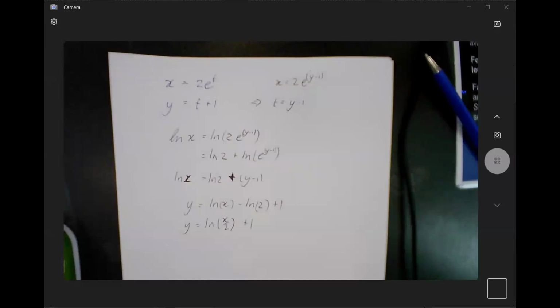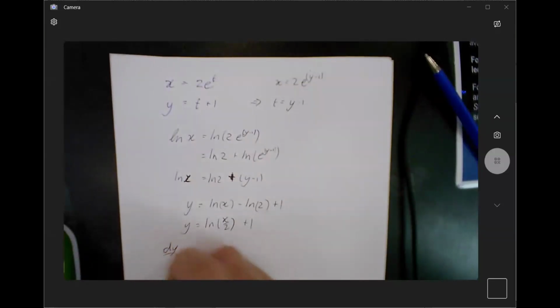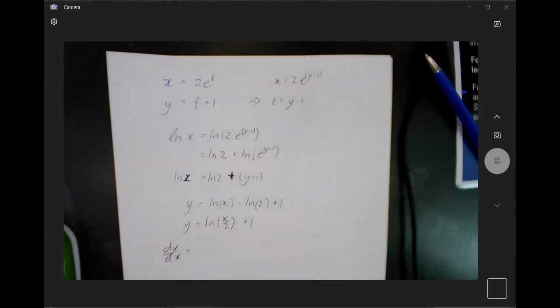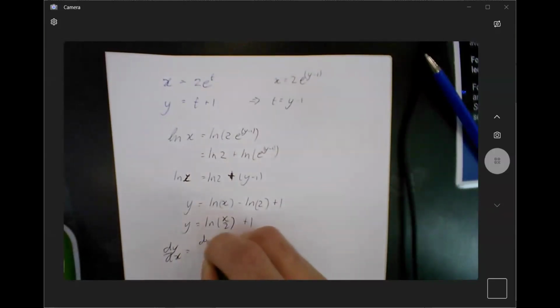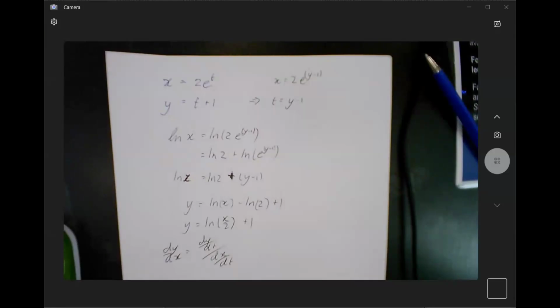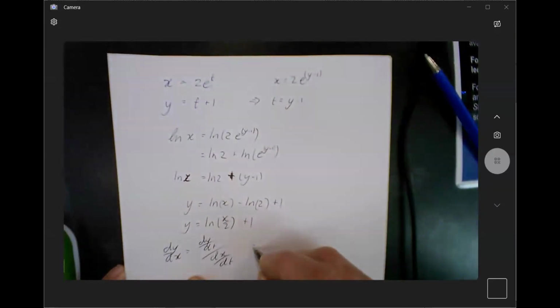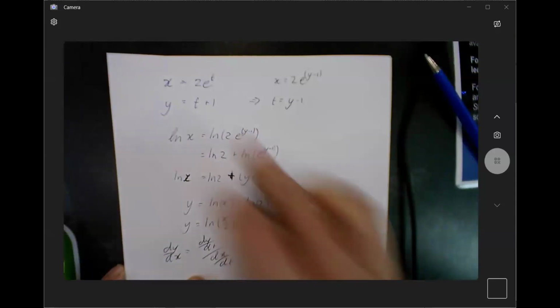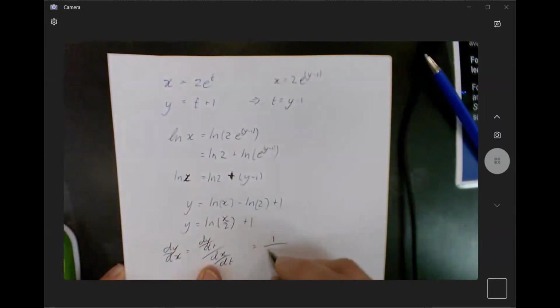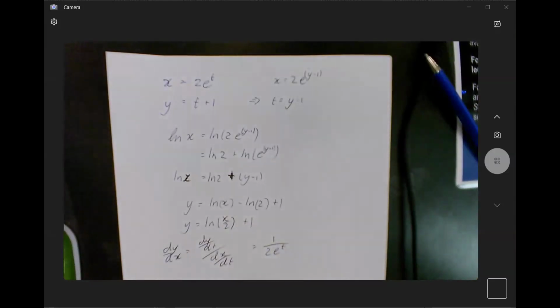So the next thing we know, though, is, if we're finding dy on dx, all right, I can do a trick where I can go, well, that's equal to dy on dt divided by dx on dt. That should work, shouldn't it? Okay, good. Now, if I go back up here, this should be equal to 1. And dx on dt should be 2e to the t. So I can actually give my derivative as a function of t.